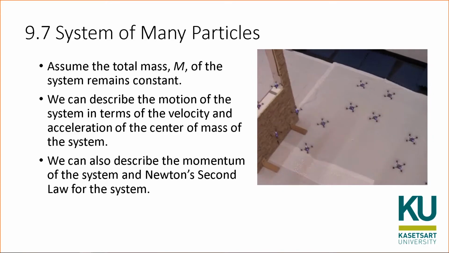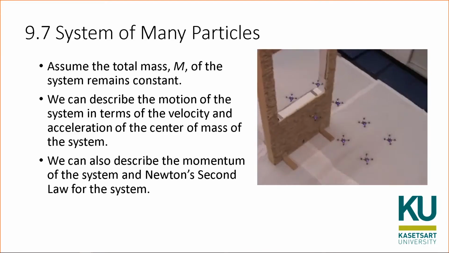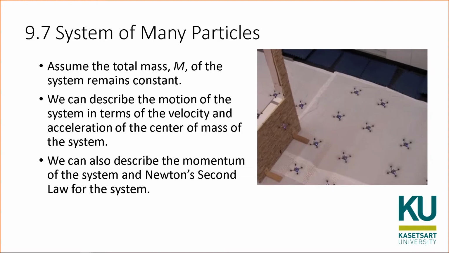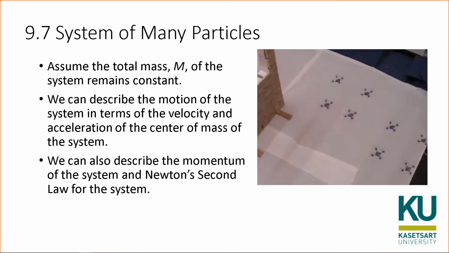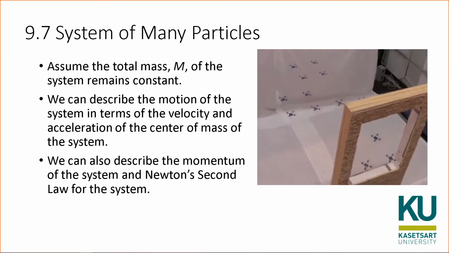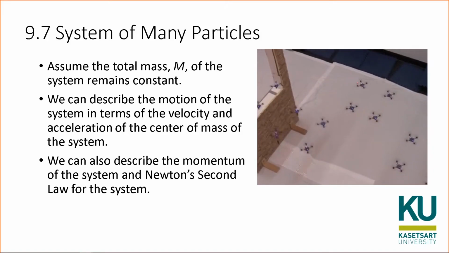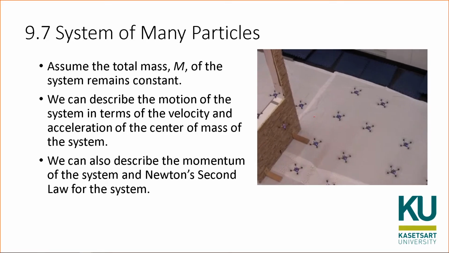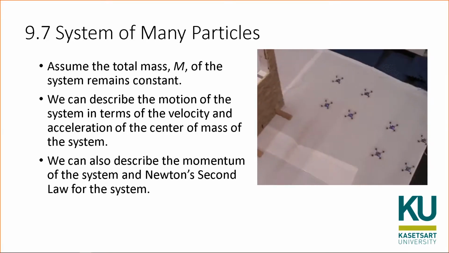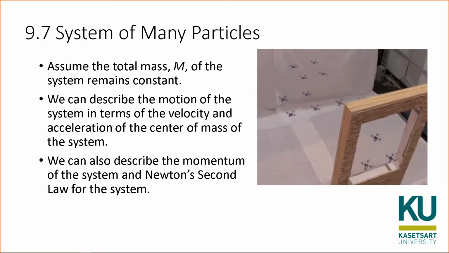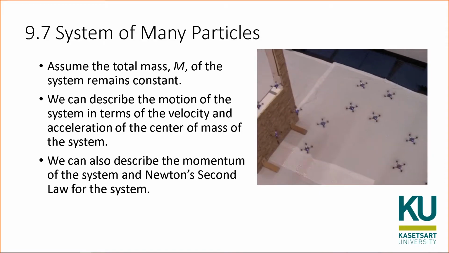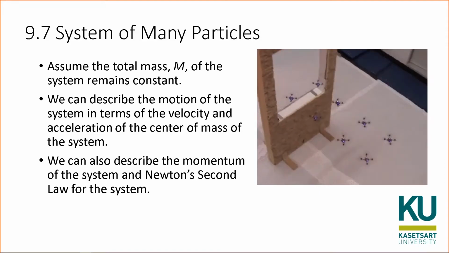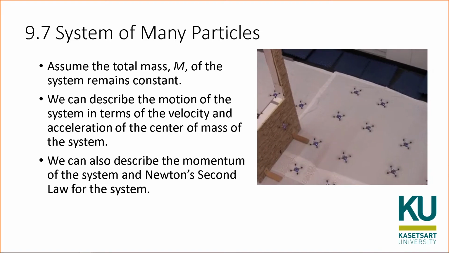Now, we did learn about finding the center of mass. We can use that information to explain how a system of particles moves. This is an example of a swarming drone. If you see, these drones can move together. You can program them to be automated, to let them move through space and avoid barriers or obstacles.